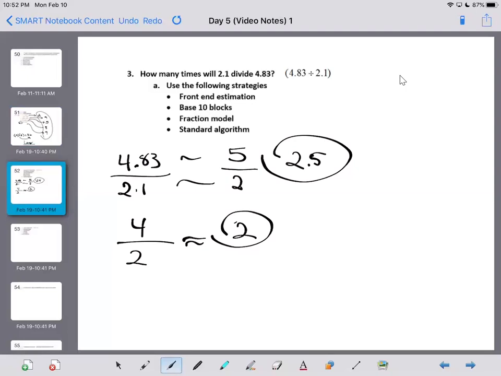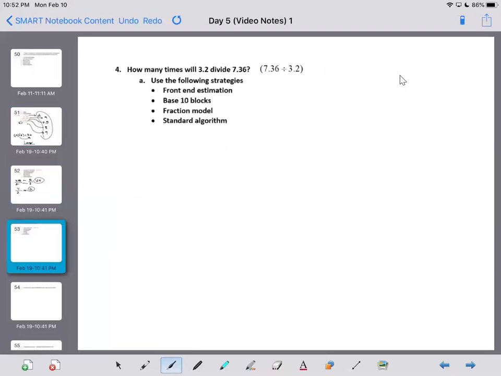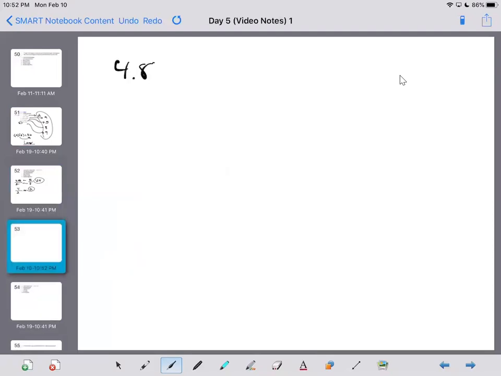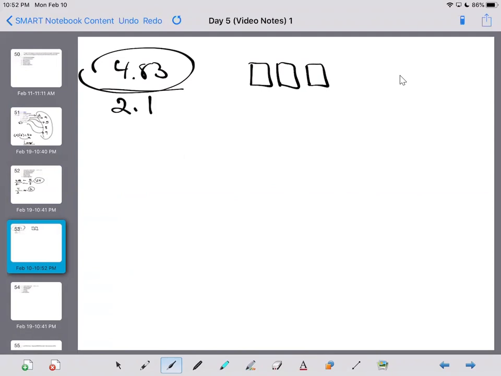Now with the base 10, you've got 4 and 83 hundredths divided by 2 and 1/10. You're going to start with all of this. So we need to go ahead and lay out the 4, the 8/10, and the 3 hundredths.